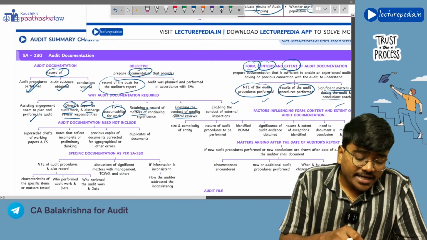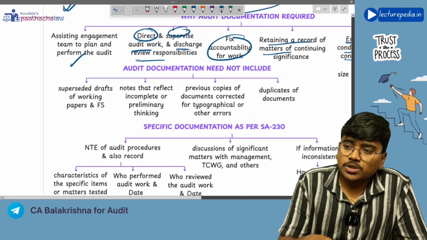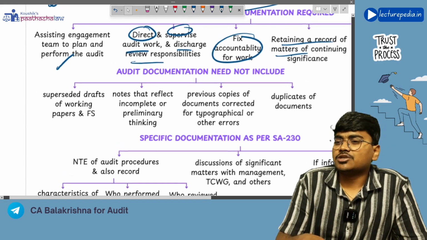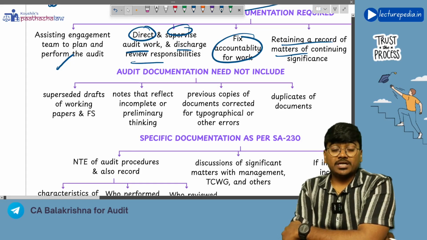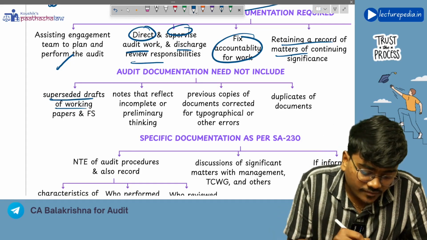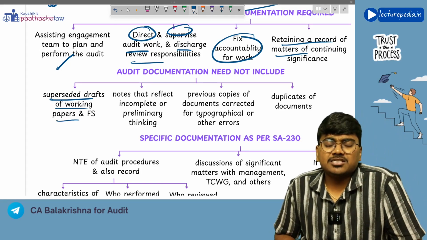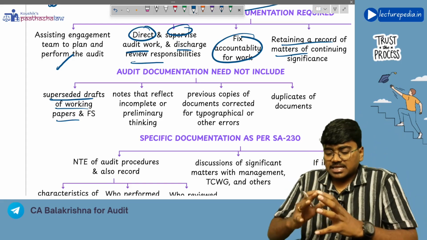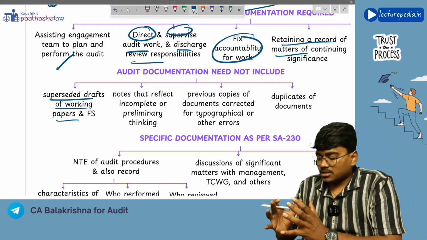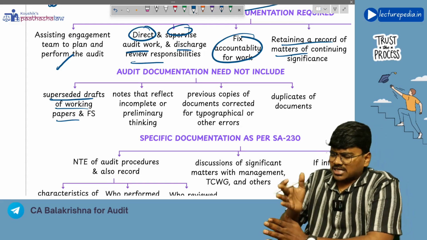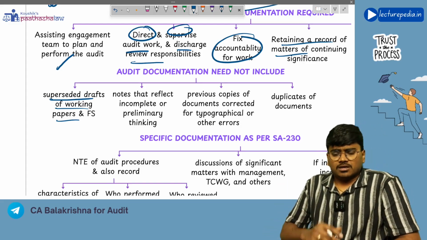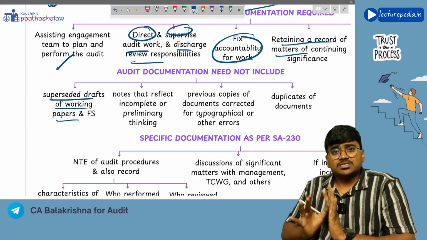Next, audit documentation need not include the following things. What aspects need not be included in the audit documentation? Let us see. Superseded drafts of working papers and financial statements. Superseded drafts means there is a final version of a particular document, and there are draft versions of that document. The draft versions you need not document, just the final version is sufficient.